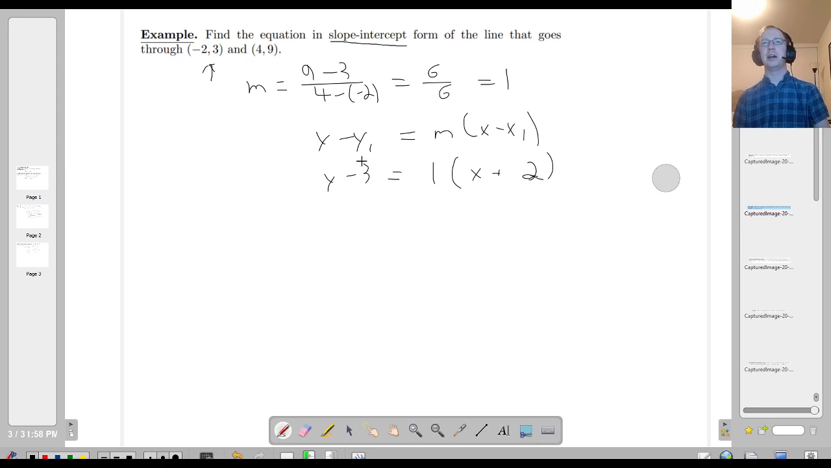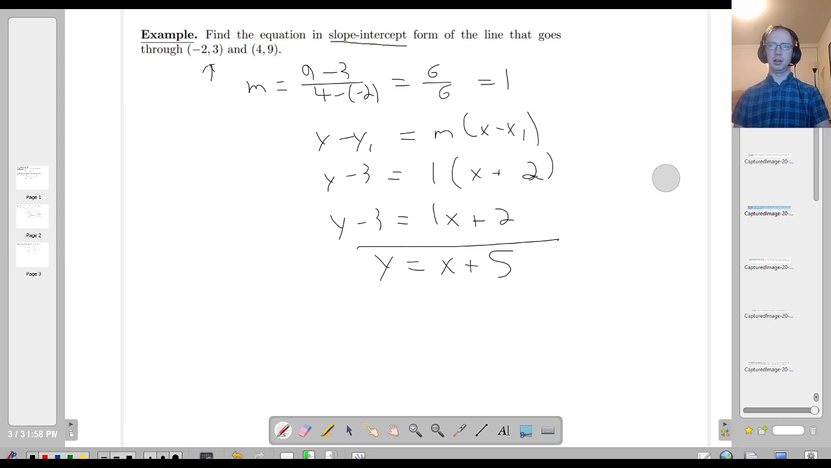Okay, now currently I'm in point-slope form, so to finish this out, I just need to solve for y. Okay, so I'll distribute that 1, I'll add 3 to both sides, and voila, there's my answer, written in slope-intercept form. Okay, so not only is point-slope form sometimes more convenient to find and write down, it also is a pathway to get us to slope-intercept form.